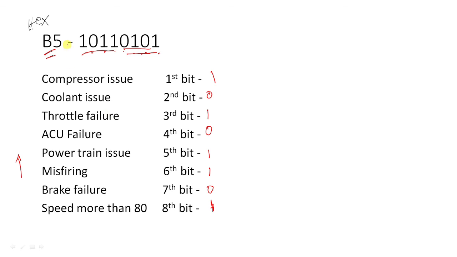So we can convert this hex B5 into binary. This is 101101. The first bit is for the speed: whether the speed is more than 80 or not. Yes, when the DTC triggered, the speed was more than 80 kilometers per hour. Then brake failure? No brake failure. Then this bit is for misfiring. Is there any engine misfire, cylinder misfiring? Yes, it is.